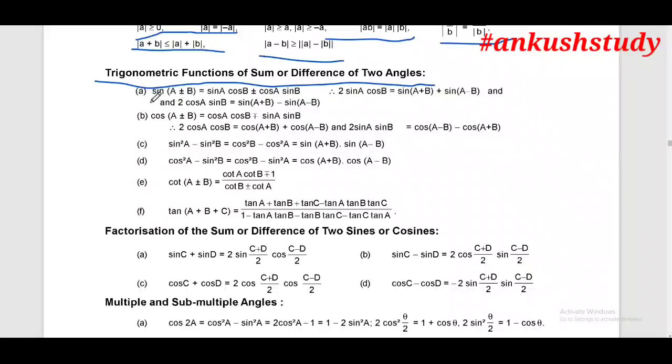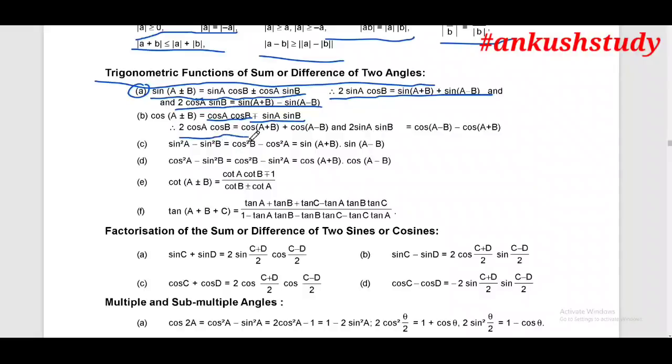Now sin(A ± B) is equal to sin A cos B ± cos A sin B. And 2 sin A cos B is equal to sin(A + B) + sin(A − B), and 2 cos A sin B is equal to sin(A + B) − sin(A − B). And now cos(A ± B) is equal to cos A cos B ∓ sin A sin B.